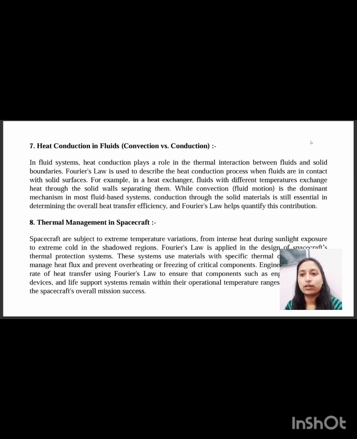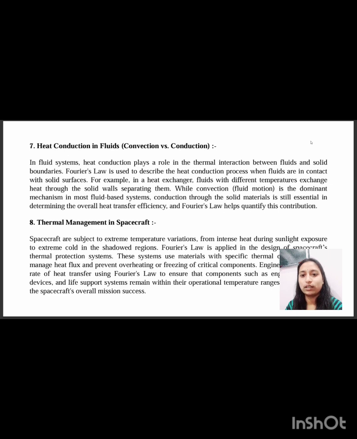Spacecraft are subject to extreme temperature variations, for instance, heat during sunlight exposure to extreme cold in shadowed regions. Fourier's law is applied in the design of spacecraft thermal protection systems. These systems use materials with specific thermal conductivities to manage heat flux and prevent overheating or freezing of critical components.